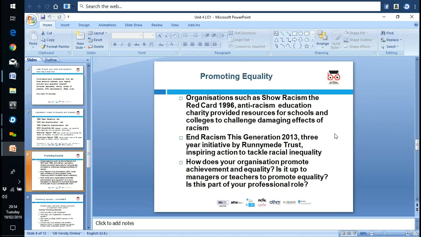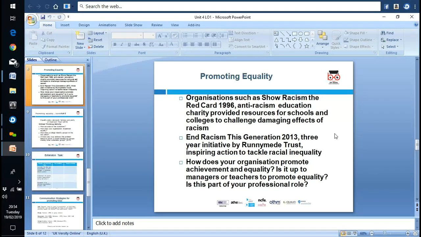Organisation structures show race on the red card, end race and this generation. Inspiring action to tackle racial equality, and how does your organisation promote achievement and equality? It's up to managers or teachers to promote equality, and is this part of your professional role? I would say yes, it is, but from what I've just said previously, there is a certain point at which you need to differentiate.